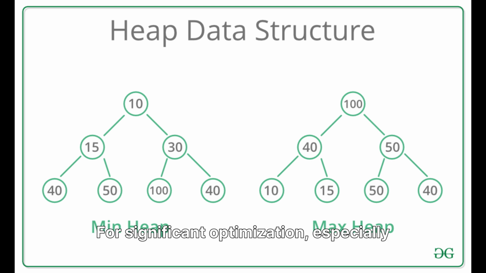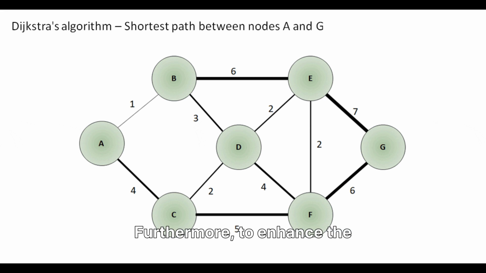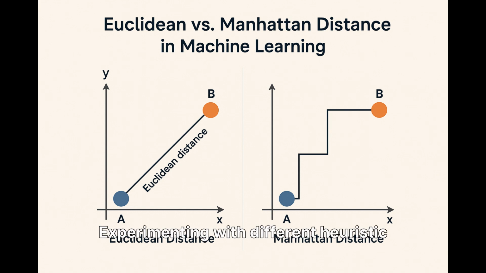For significant optimization, especially in larger or more complex environments, consider implementing a min heap or a priority queue for your open list. This data structure allows for extremely fast retrieval of the node with the lowest F cost, boosting performance. Furthermore, to enhance the robustness of your pathfinding system, implement a mechanism to handle dynamic obstacles or changes within the environment. This typically involves recalculating the path whenever an obstacle moves or a new one appears, ensuring continuous optimal navigation.